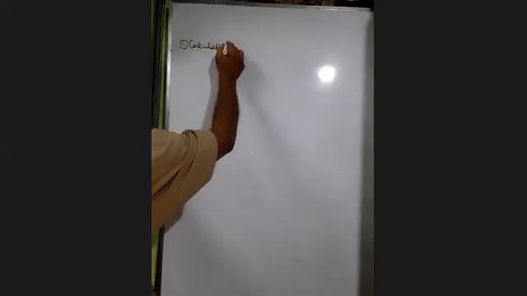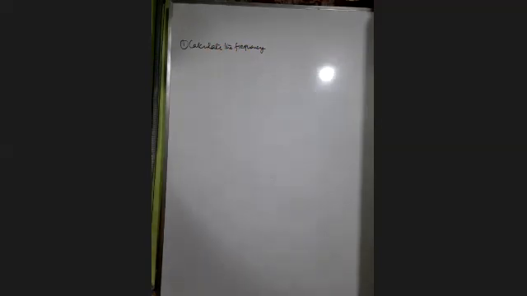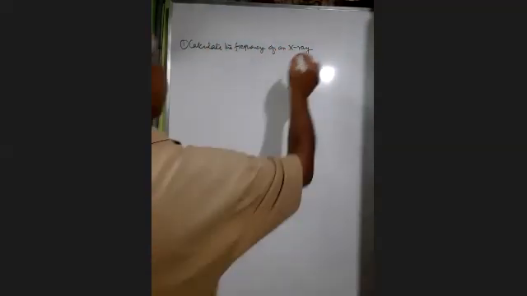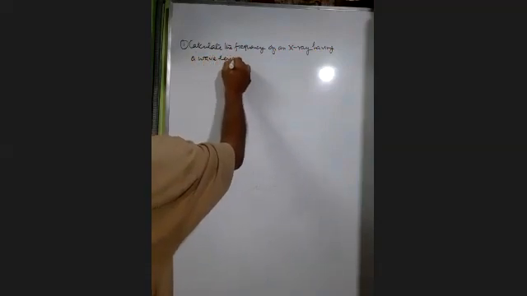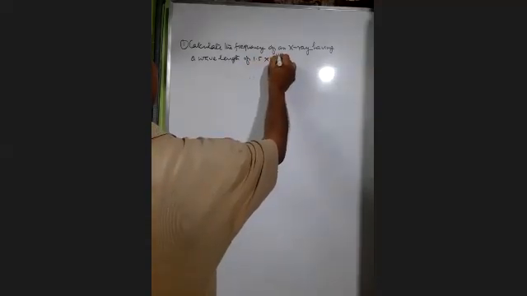So we'll do a very simple one. Calculate the frequency of an X-ray having a wavelength of 1.5 into 10 to the power 10 meter.